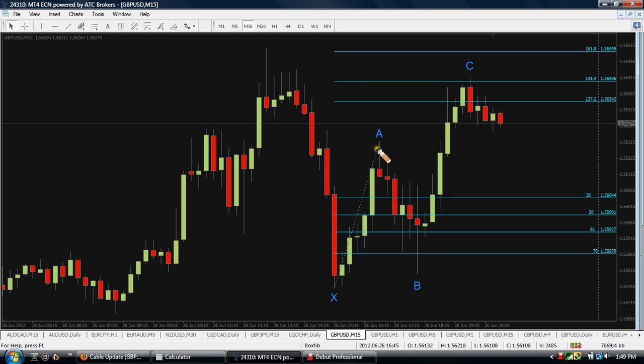You have the X to A impulse leg, all green candles. Then you see price start to retrace, and it finds support here at the 618. No candles are closing below the 618. Now the second part of the pattern qualifies as it moves up to the 141 extension but does not close above it.